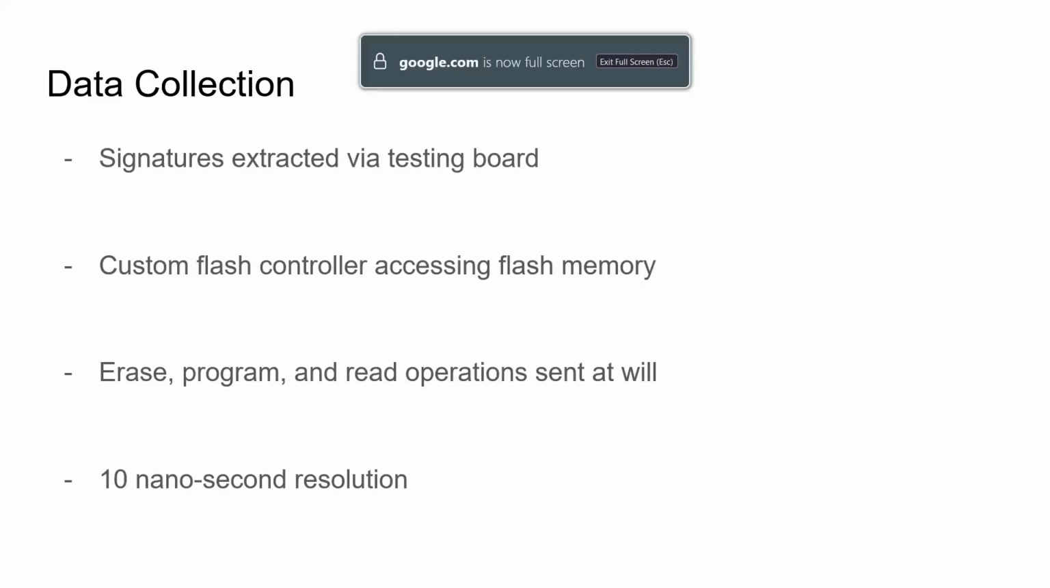Signatures from flash devices were extracted via a testing board with two flash chip test sockets connected to an XUP board running Linux. A flash controller running on the field programmable gate array was custom built to help researchers access flash memory. This also allowed for the sending of erase, program, and read operations. And the XUP board contains a custom flash controller that creates timing measurements with 10 nanosecond resolution.